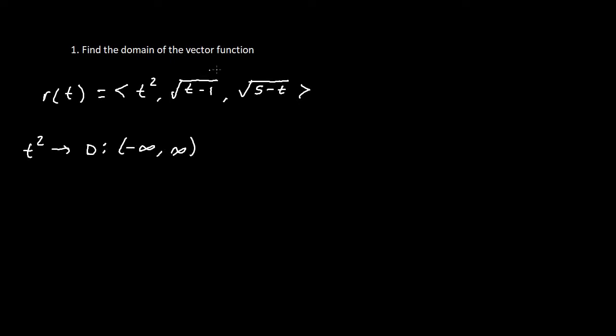Now for the square root of t minus 1, obviously we cannot have the value under the radical be less than 0. So we can set t minus 1 greater than or equal to 0. If we add over the 1, t is going to be greater than or equal to 1. That is going to be the domain of the square root of t minus 1.